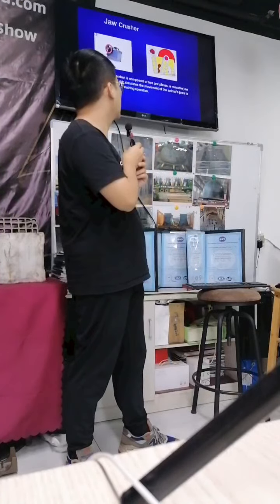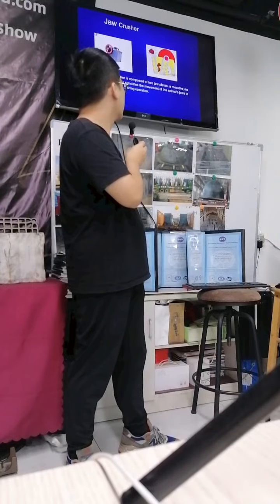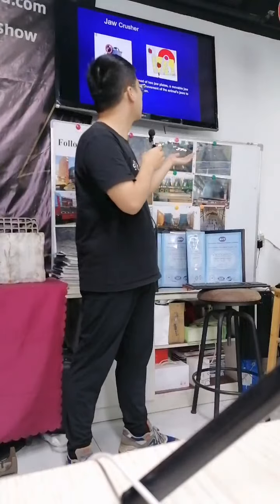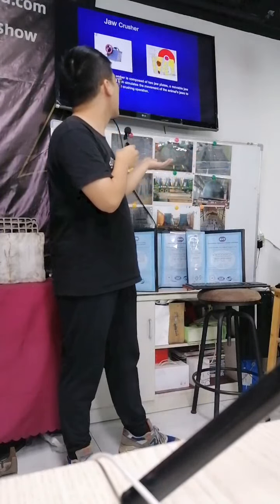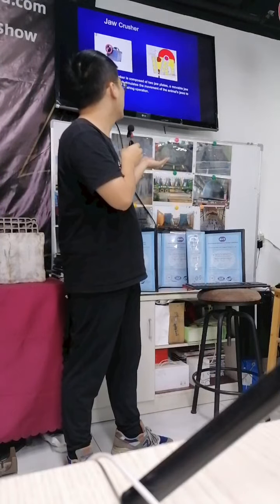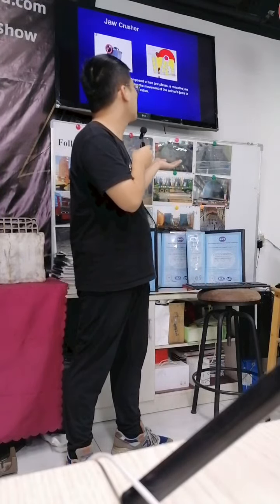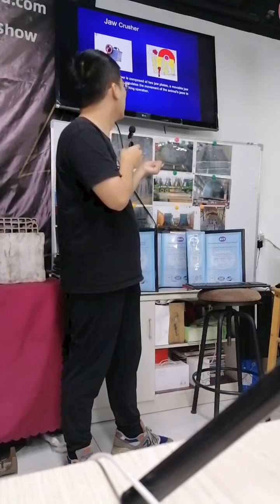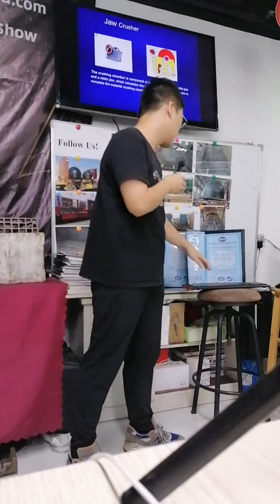The jaw crusher chamber is composed of 2 jaw plates, a movable jaw and a static jaw, which simulates the movement of an animal's jaws to complete the material crushing operation.